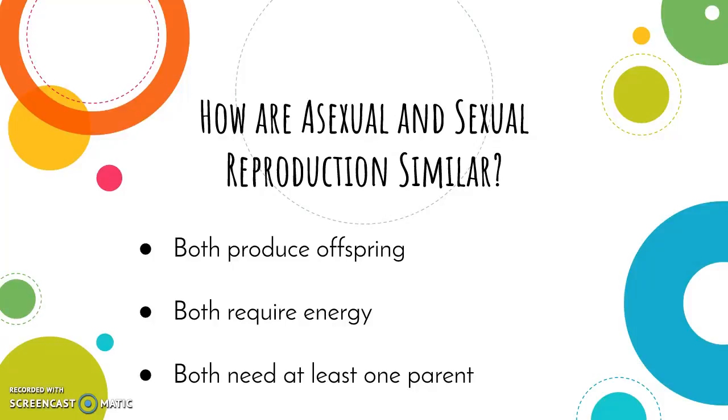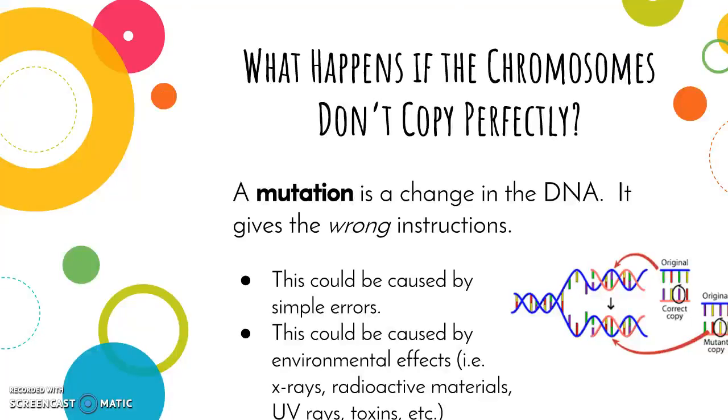They're also similar in a few ways. Ultimately, both types of reproduction produce offspring. They both require some energy, and ultimately, they both need at least one parent in order for them to happen. But it doesn't always happen perfectly. Sometimes there's a problem, and we call this problem a mutation. And a mutation happens in the DNA. It's when the wrong instructions end up being given.